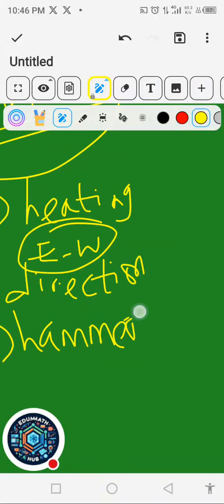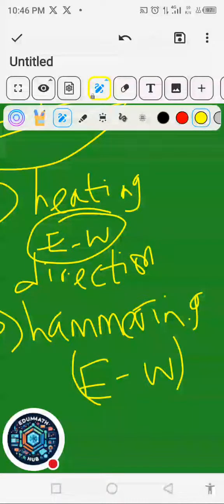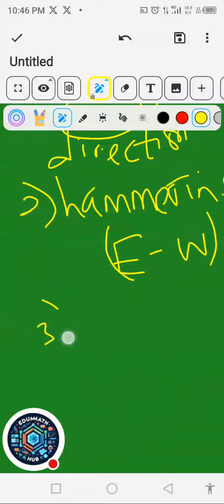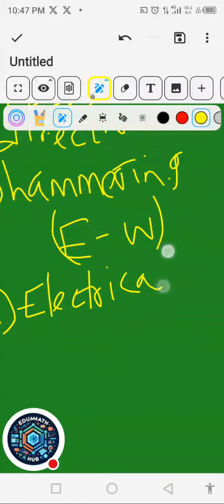So with this method of hammering, you hammer the magnet until it loses its magnetism. As you're hammering it, you hammer it in the east-west direction too. A magnet will lose its power when it is placed in the east-west direction. Then the third method is the electrical method. But this time, you'll be using an AC current.